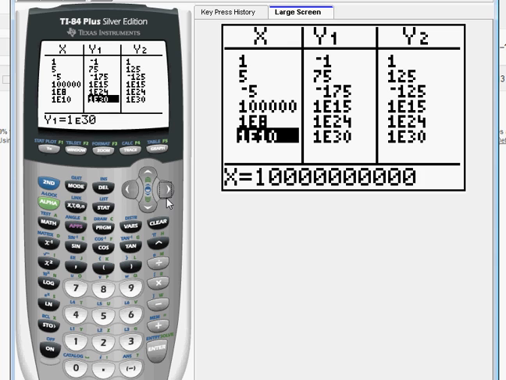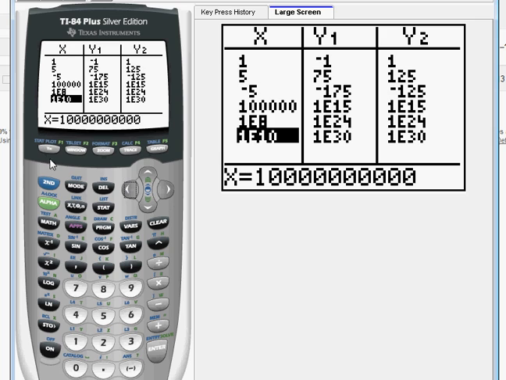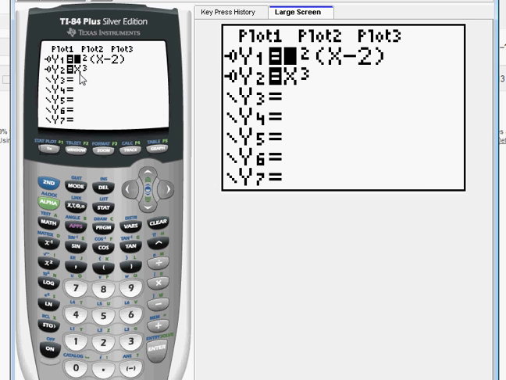And I think they'll be exactly the same. Yep, see, look, they're exactly the same. So for very large values of x, these two functions are essentially the same. So x cubed is an end behavior model of x squared times x minus 2. Let's look at another example here.